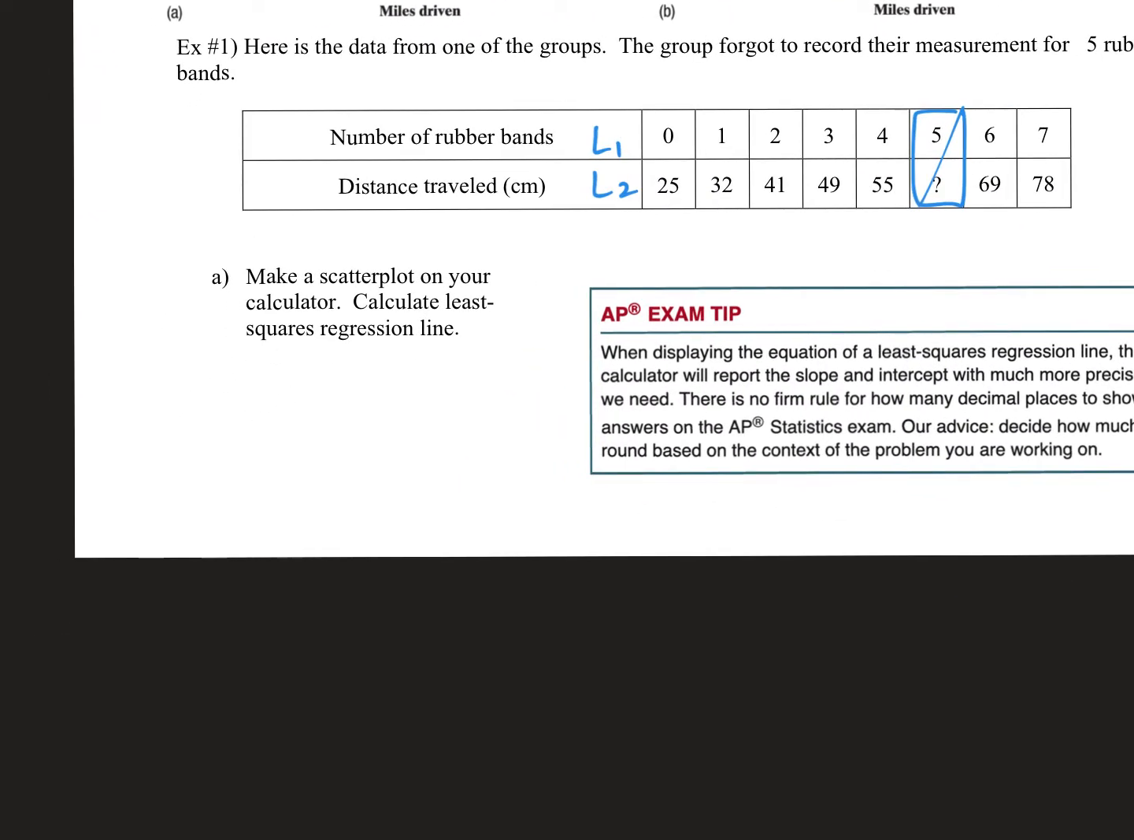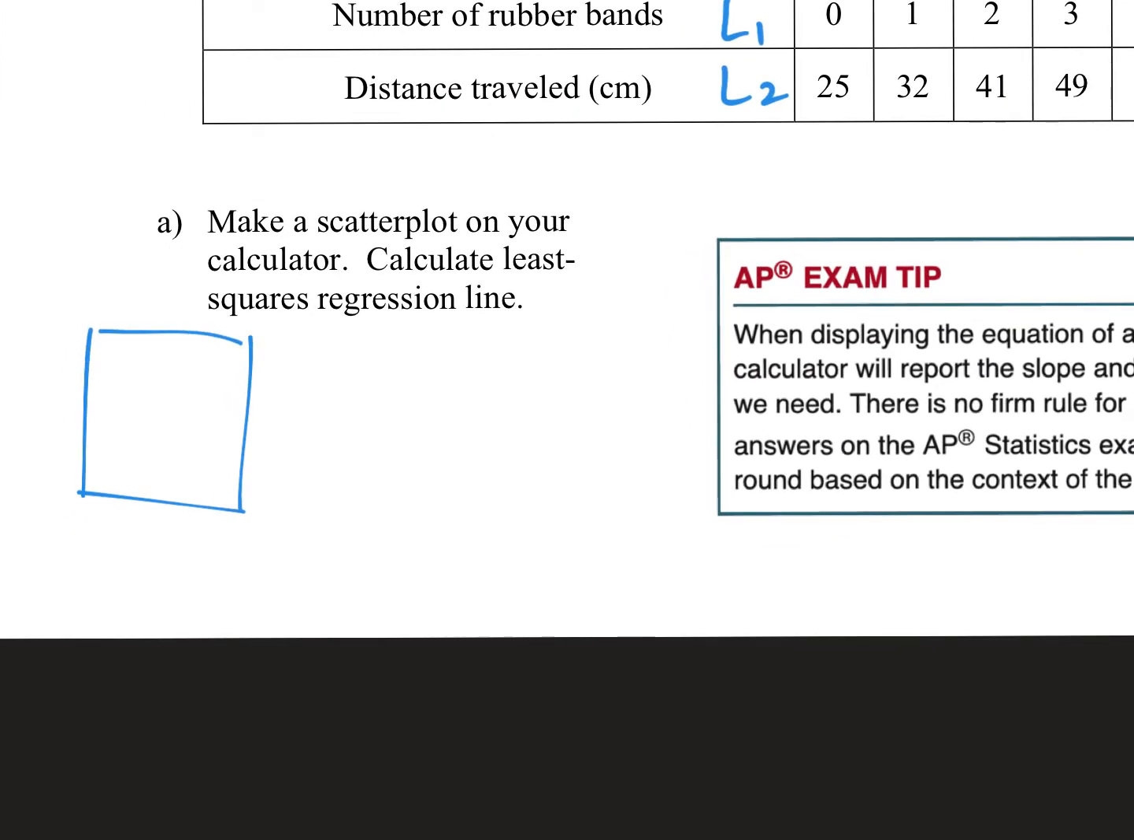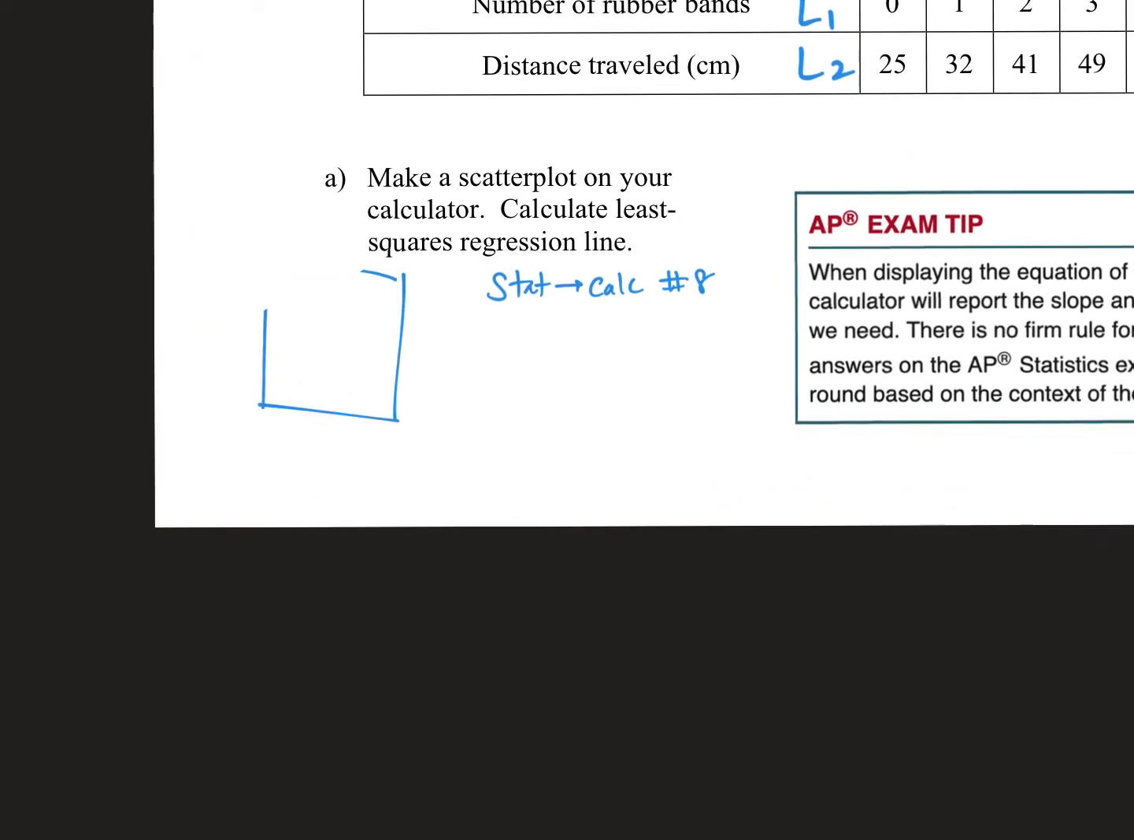So make a scatter plot on your calculator. If I ask you to do that, usually I ask you to sketch a graph of it, and that's fine. We could do that, and then calculate the least squares regression line. So once you do that, go back to stat, over to calc number 8. Okay, and so what we get is, let me erase this and I need this room. We get y hat equals 25.333, and we'll talk about decimal places in just a minute, plus 7.464x.